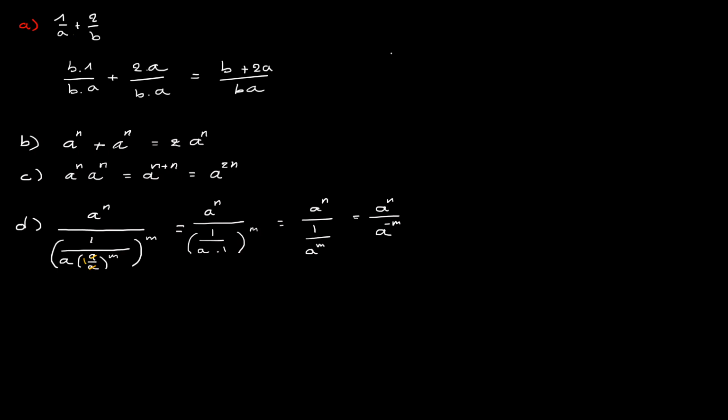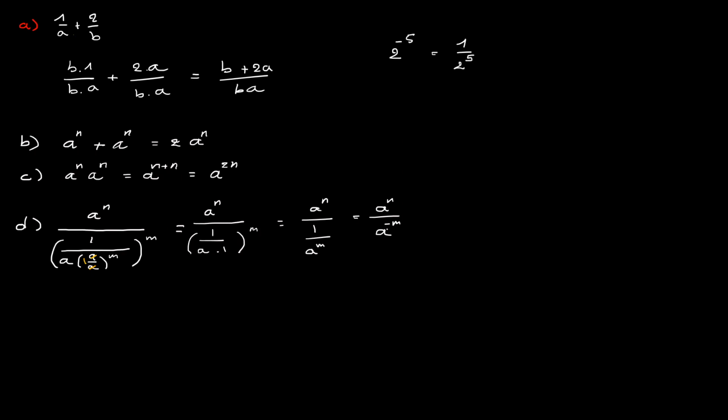Maybe a little example. So 2 to the power of negative 5 is just 1 over 2 to the power of 5. Sorry, 2 to the power of 5.